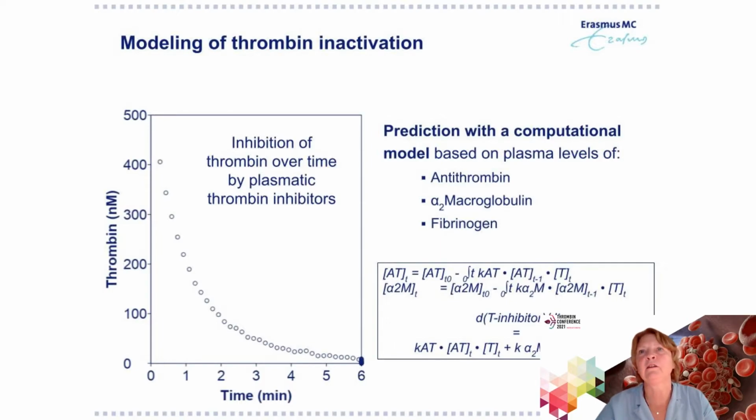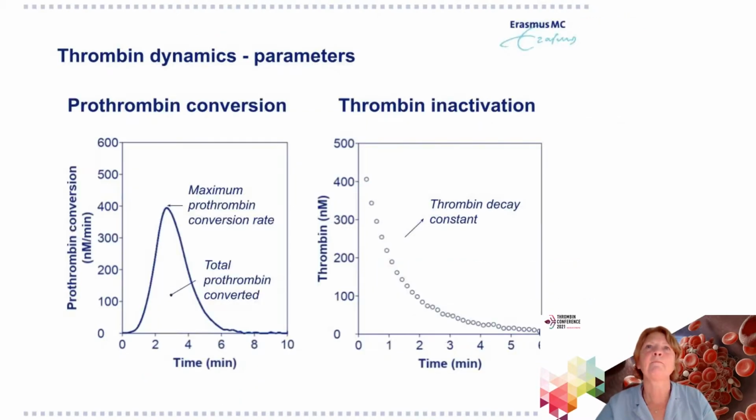The modeling of thrombin inactivation focuses very much on the inhibition of thrombin over time. This inhibition is mainly done by antithrombin, alpha-2 macroglobulin, and fibrinogen. These can all bind to thrombin and therefore make less thrombin present in the reagent mixture. And you see here the different formulas that use this information from the thrombin generation curve to calculate the different components that inhibit the thrombin.